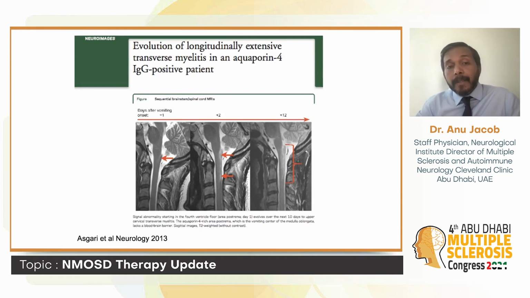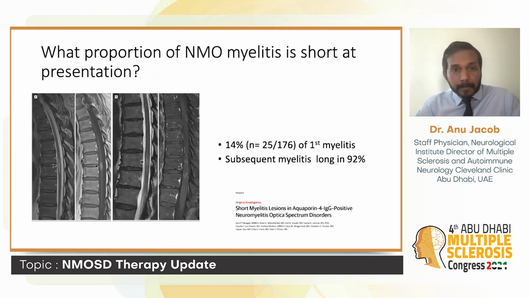Now, it is also not the case that every lesion in NMO has to be long. And what proportion of NMO myelitis is short at presentation? The answer is about 14%. 14% of NMO present as a short myelitis. And subsequent myelitis is long in the vast majority of patients.